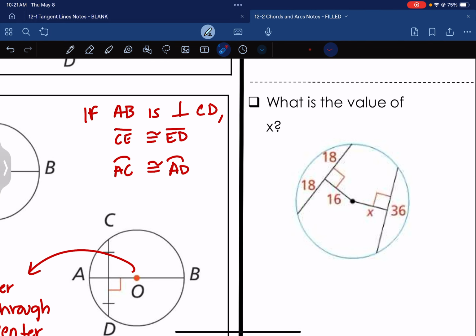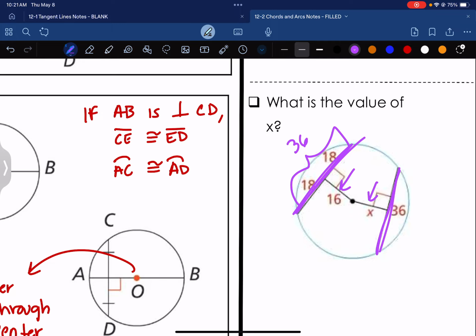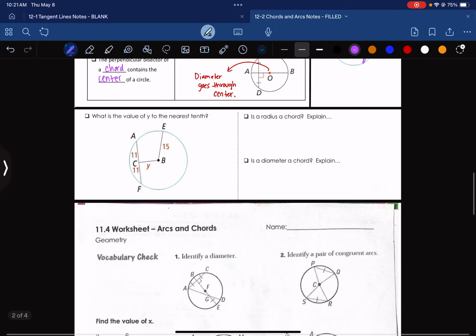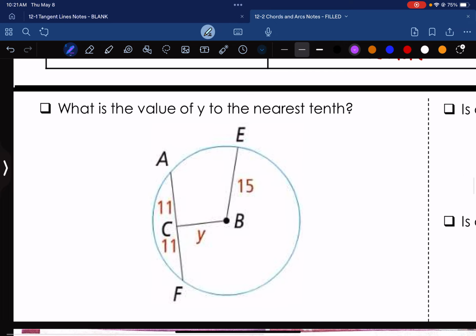All right, what is the value of x here? So this is kind of like the one we just previously did. Notice how this measurement, from here to here, is 36. If this piece is equal to this piece, those are both 36, and that means this piece right here must be equal to this piece right here. So that's 16.